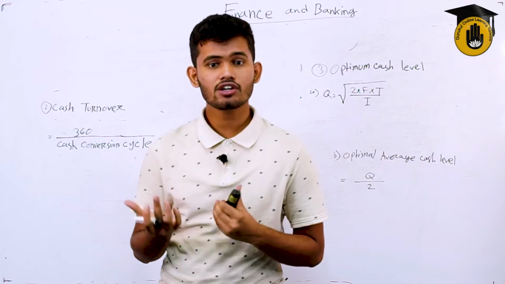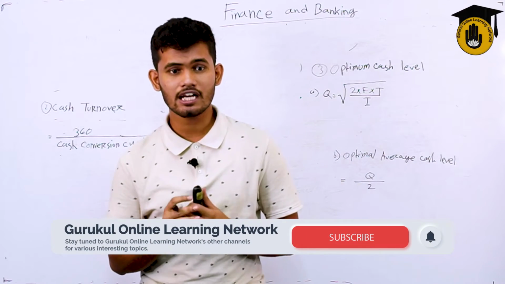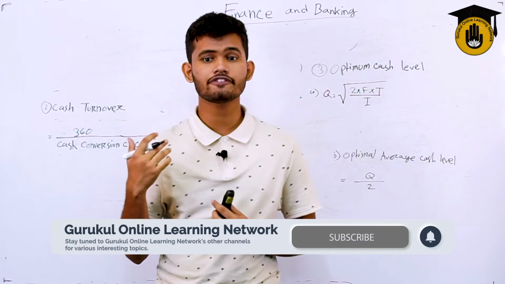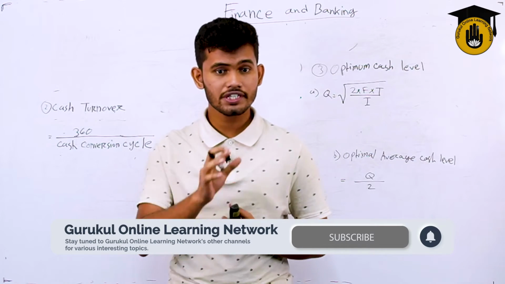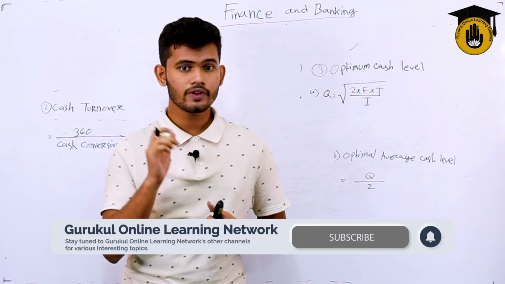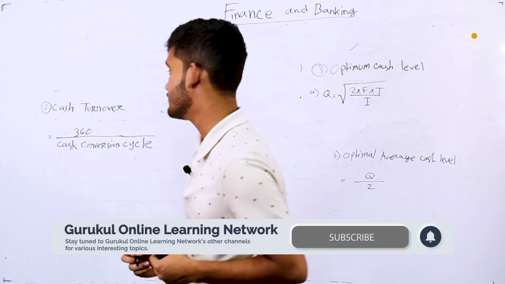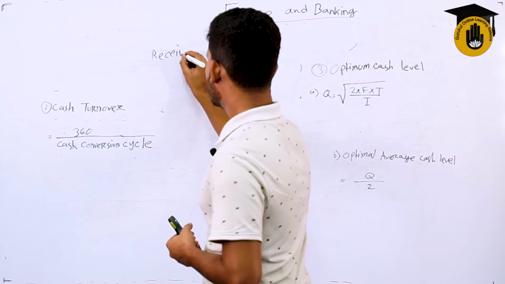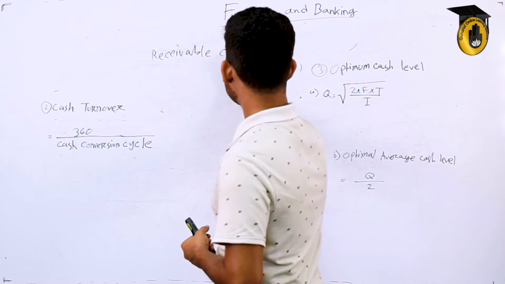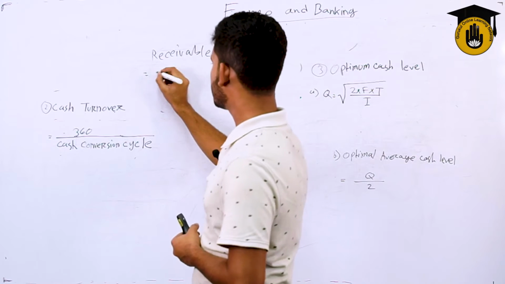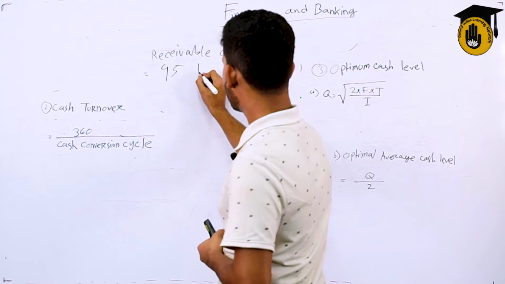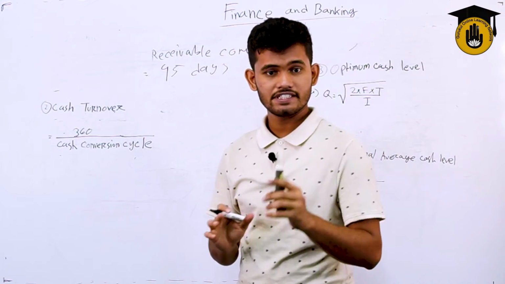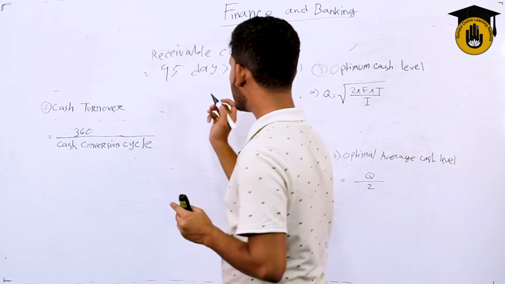Let's see. Desire company purchases raw material on credit, payable after 20 days. While selling finished product, it allows credit for 45 days. Inventory conversion day is 70. So receivable conversion day is 45. Receivable conversion days is 45 days. Accounts payable conversion period will be 20.